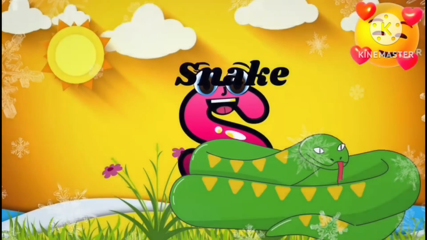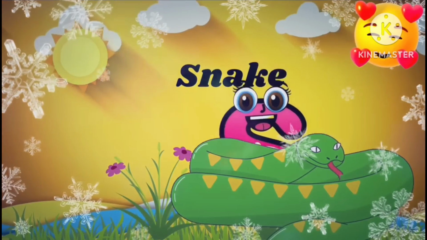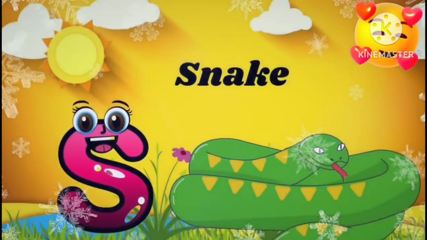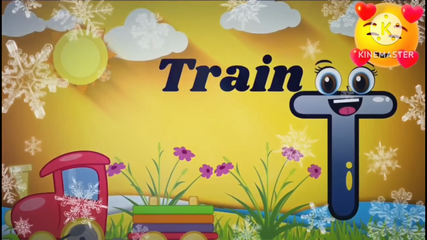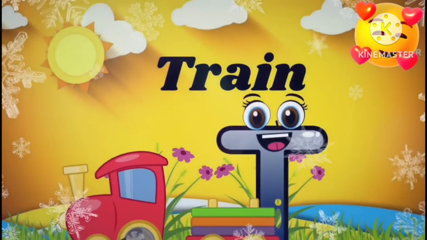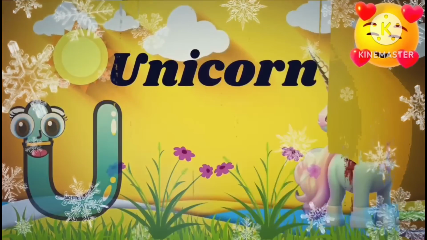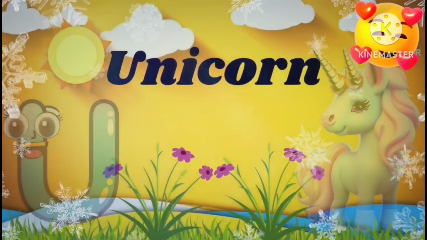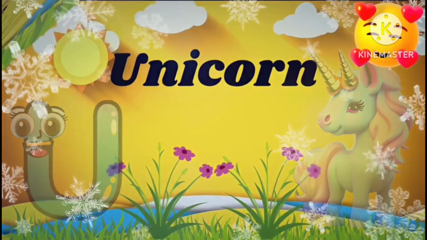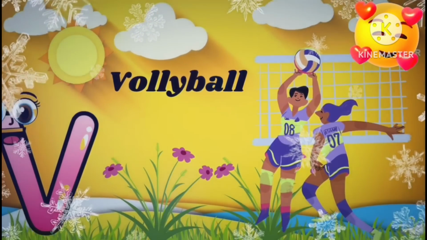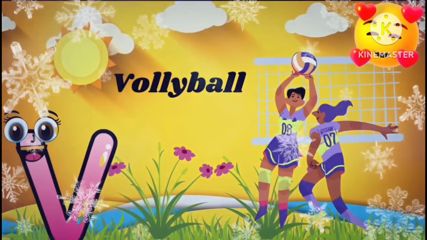This is letter S. S is for snake. This is letter T. T is for train. This is letter U. U is for unicorn. This is letter V. V is for volleyball.